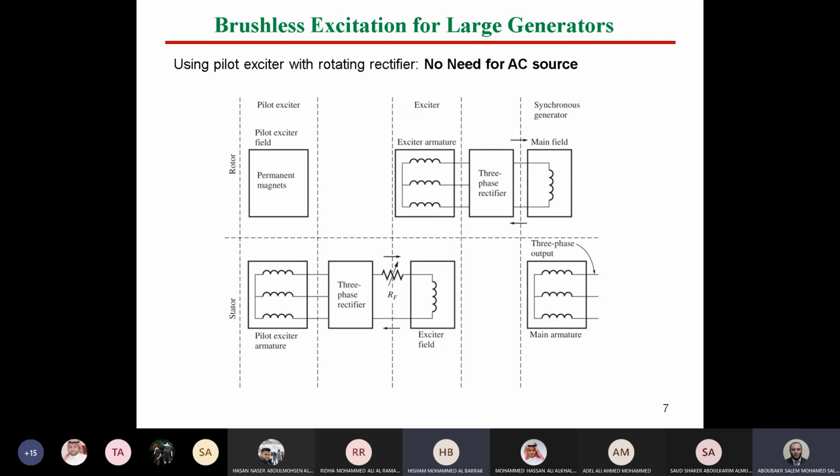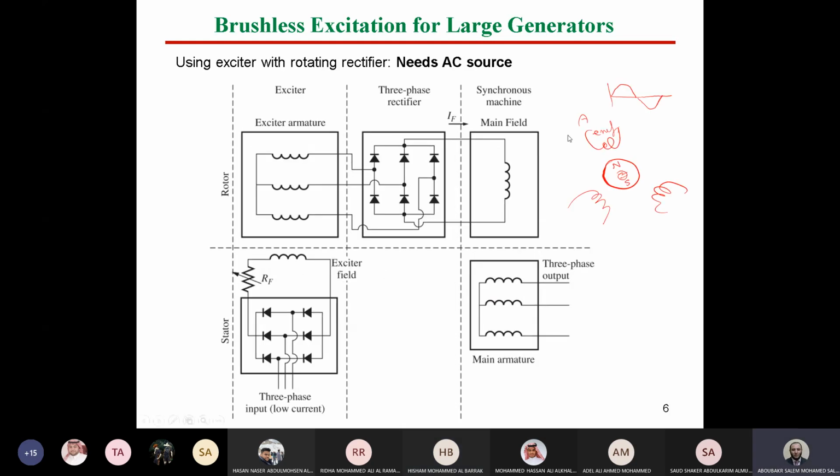Another way, guys, for brushless excitation compared to the previous one. As you can see, we have here the synchronous machine, rotating rectifier, and the exciter. This exciter needs a three-phase supply to be connected to this rectifier in order to supply the field winding of the exciter. To operate this system, we need a three-phase AC supply, is it right?